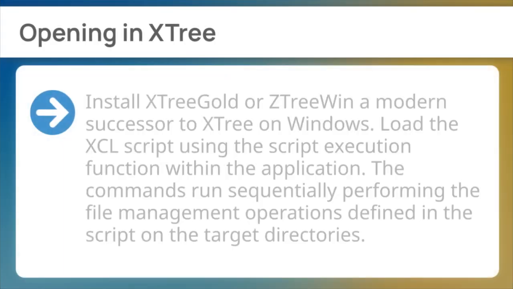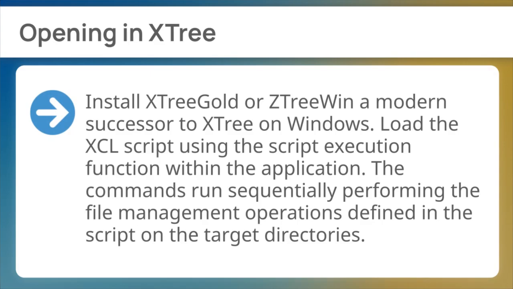First, opening in XTree. Install XTree Gold or ZTree, a modern successor to XTree on Windows, and load the XCL script using the script execution function within the application. The commands run sequentially, performing the file management operations defined in the script on the target directories.